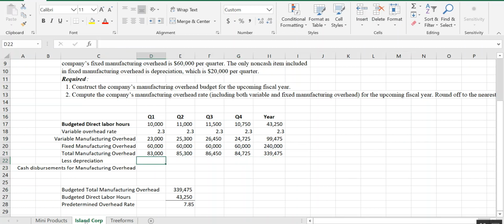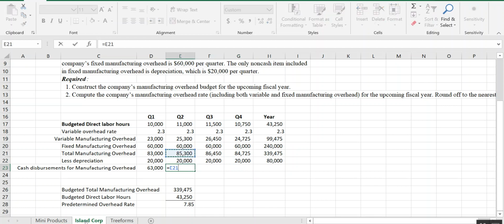Our year-to-date will equal $339,475. Now, the last part of this that we need to consider is the non-cash expense that's in this manufacturing overhead. We have $20,000 a month, according to what they tell us. Most of that's depreciation, so we're going to back that out. So we take the $20,000 per month, or per quarter, not per month, $20,000 per quarter for all 4 quarters. And then we have $80,000 in total for the year.